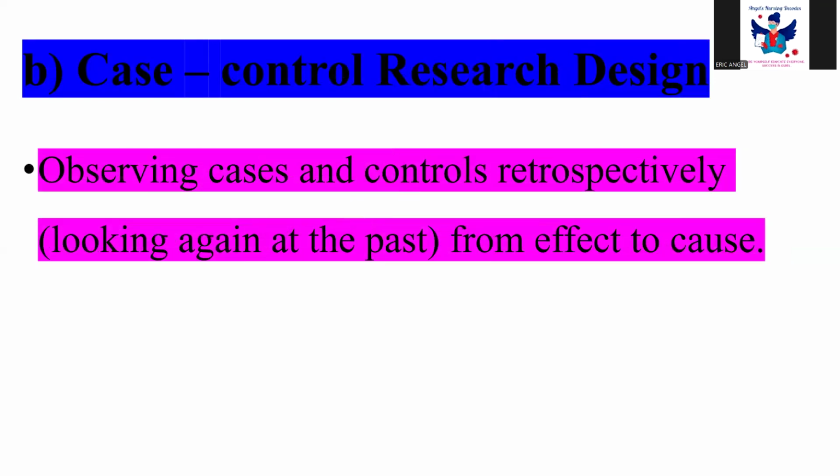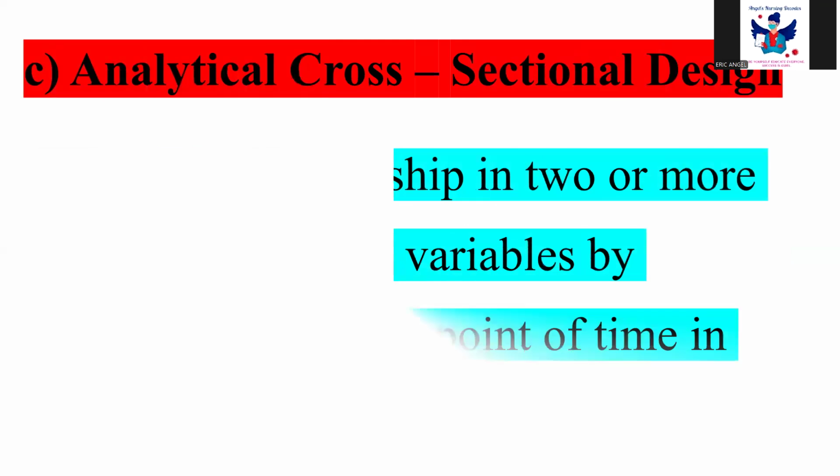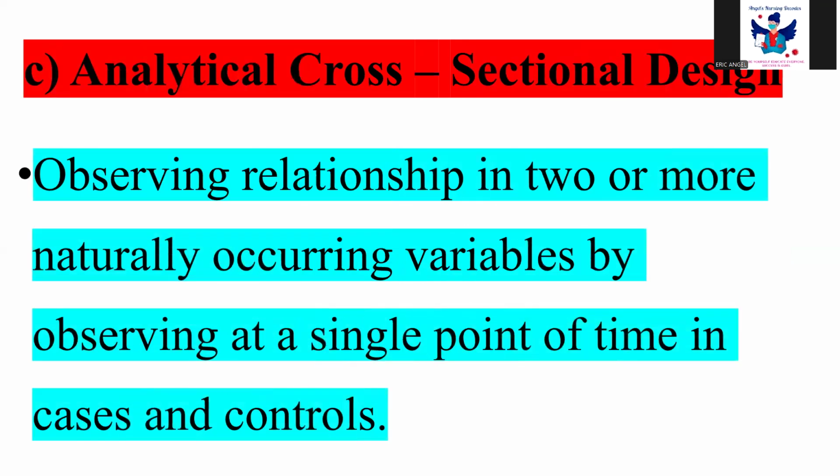Next, case control research design. Observing cases and controls retrospectively, that is looking again at the past from effect to cause. Next, analytical cross-sectional design. Observing relationship in two or more variables by observing at a single point of time in cases and controls.